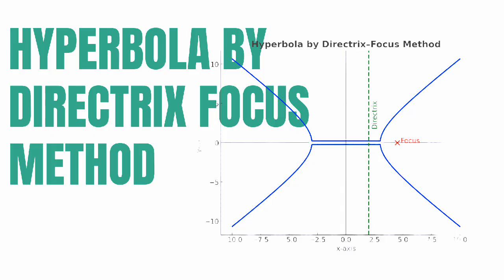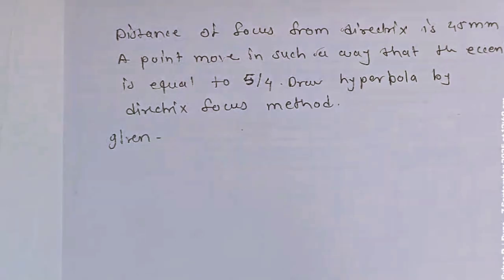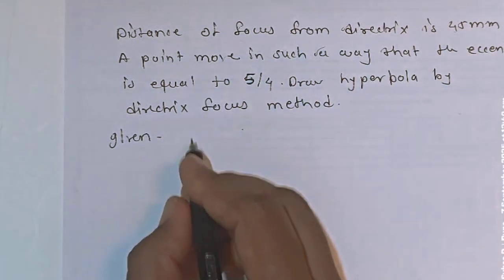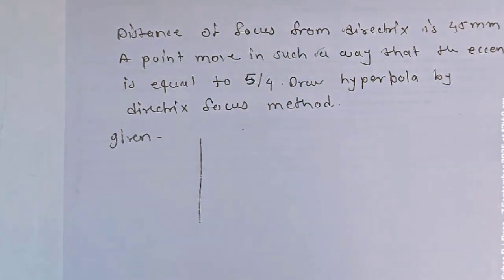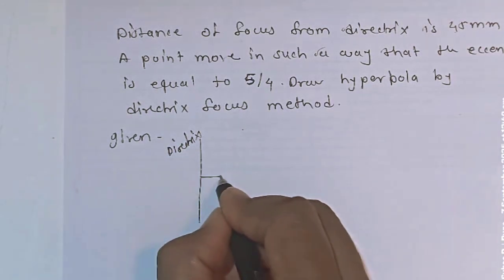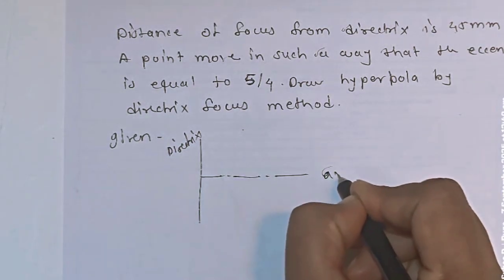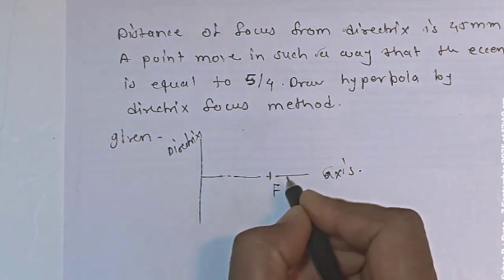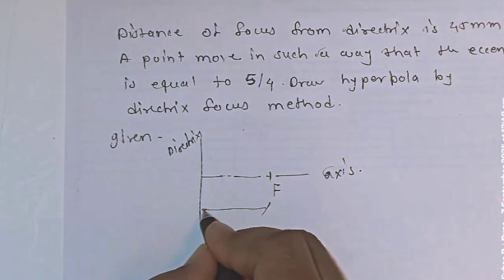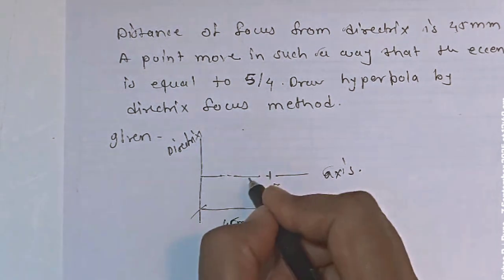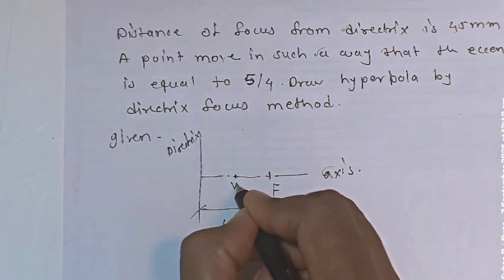So let's start our actual topic. The question may ask in the exam to draw the hyperbola by Directrix Focus Method. Here the distance of focus from Directrix is given, that is 45 mm. So this is a straight line, the Directrix, and this is the axis, and on the axis the focus is given at 45 mm. Then next, the eccentricity ratio is given as 5/4.